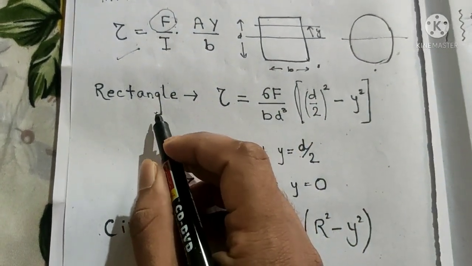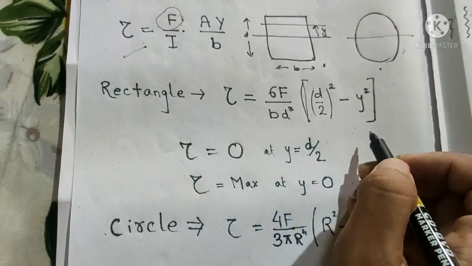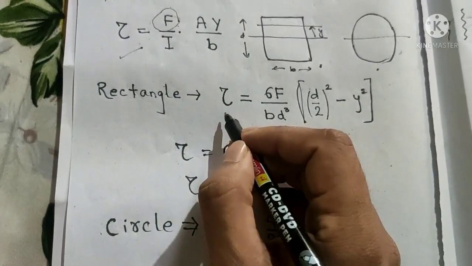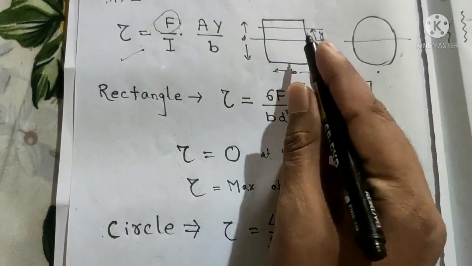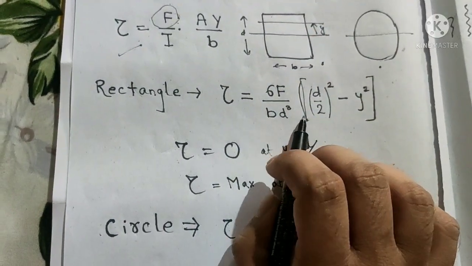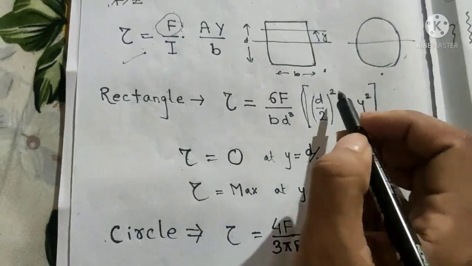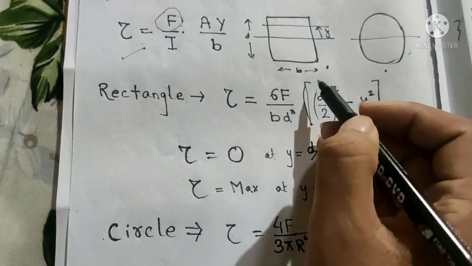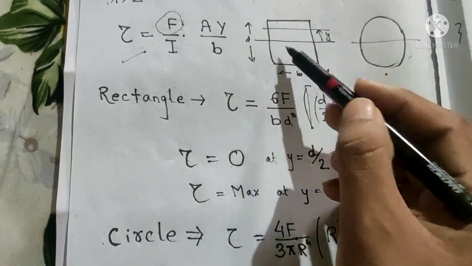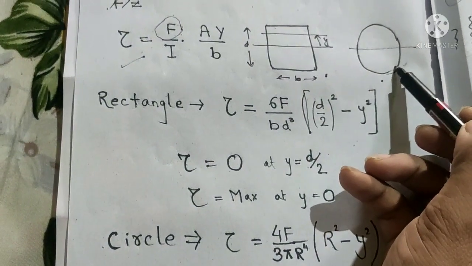Now come to the rectangle. Here is the formula for calculating shear stress in a rectangular cross section. I am not going into depth on how this formula has come, because my concern here is to show which cross section is safer.